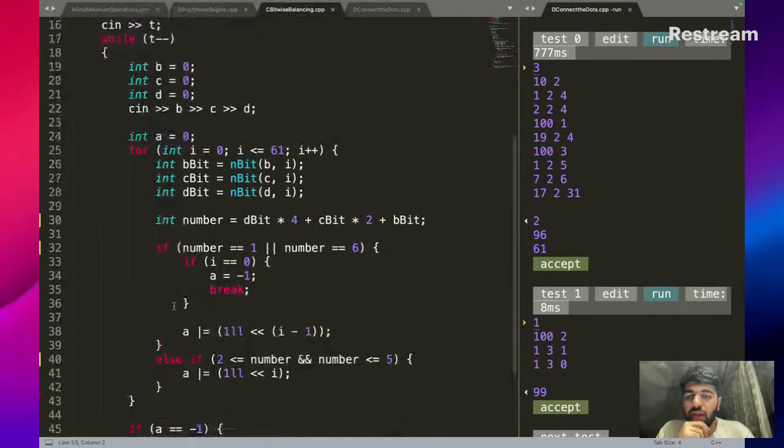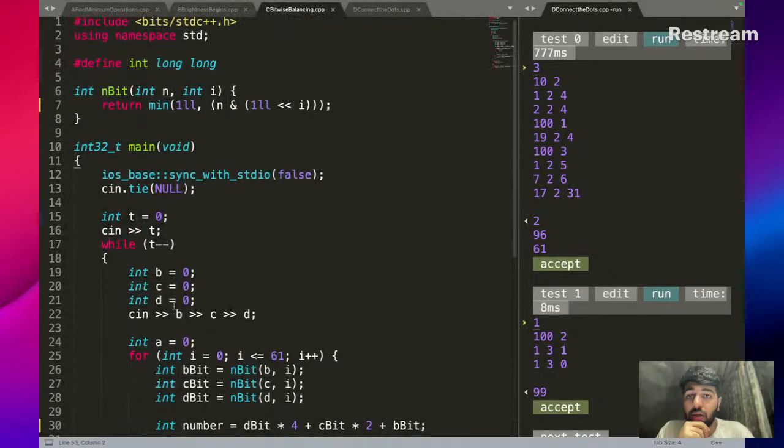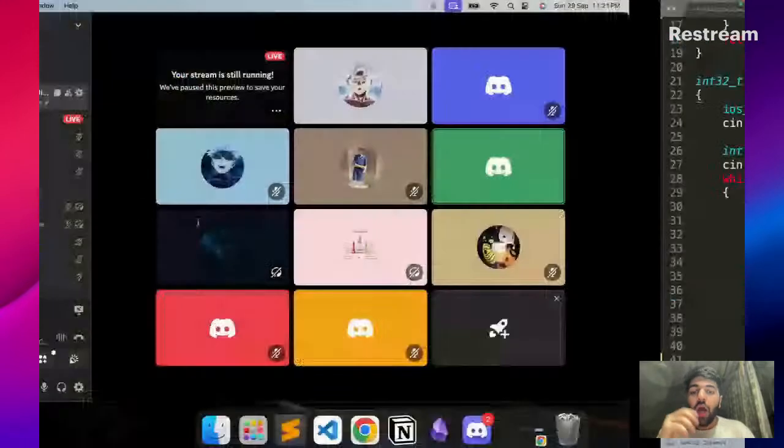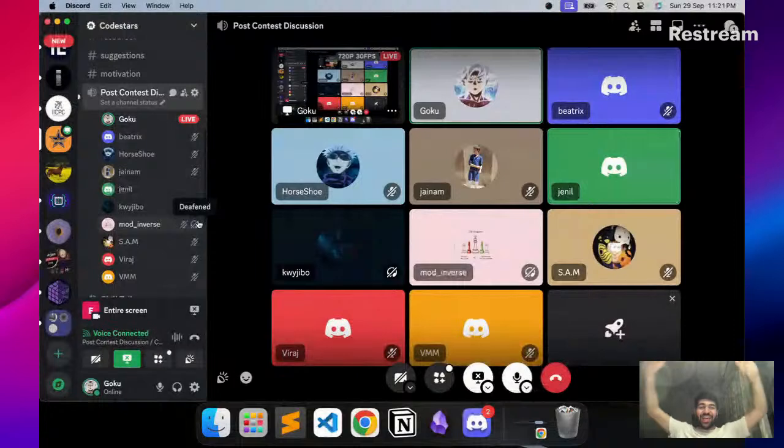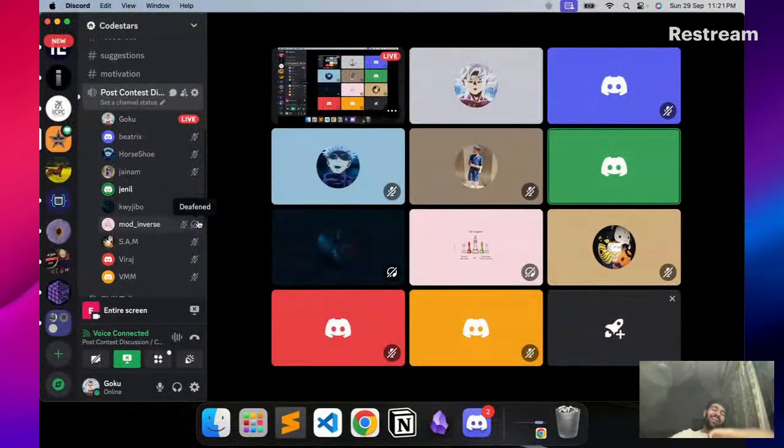Now coming to C. Also, I didn't use Python because for addition it was overflowing. Wow, multiplication magic! Exactly.